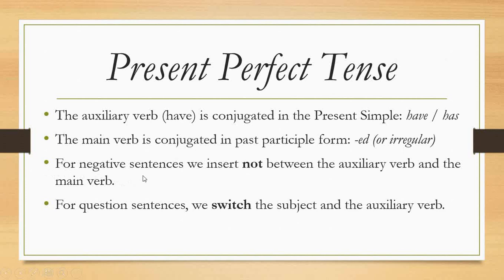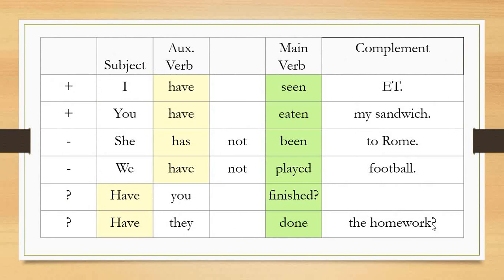For negative sentences, we insert the negative particle not between the auxiliary verb to have and the main verb. And for question sentences or interrogative form, we just switch the subject and the auxiliary verb. We change the places. As we can see, we have affirmative, negative, and interrogative sentences.